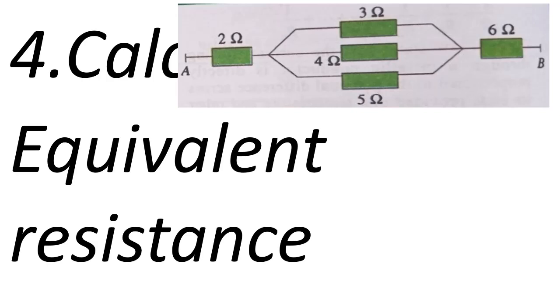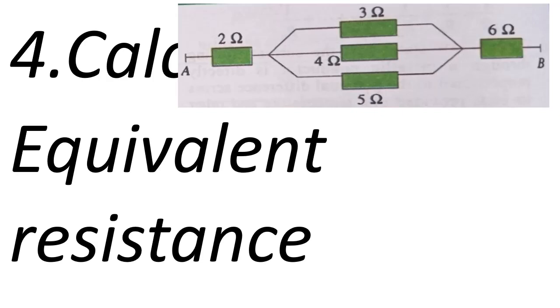For you to resolve the diagram, you have to first of all resolve the parallel connection, which is the 3 ohms, the 4 ohms, and the 5 ohms. Now let's start with the parallel connection in the diagram. The equivalent resistance of this parallel connection is 1 over R equal to 1 over R1 plus 1 over R2 plus 1 over R3, where R1 is 3, R2 is 4, and R3 is 5. Therefore, I have 1 over R is equal to 1 over 3 plus 1 over 4 plus 1 over 5.